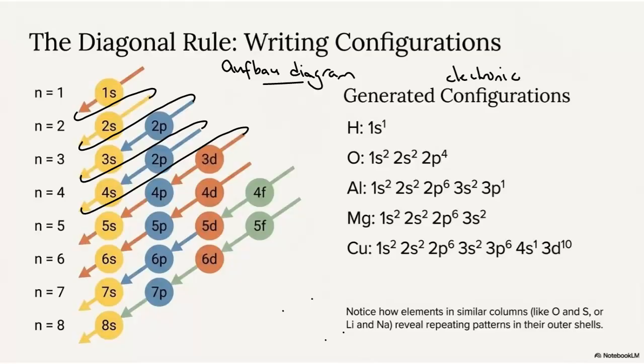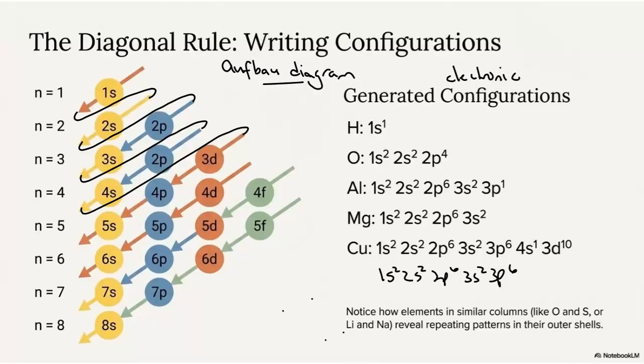Now, let's look at copper down here. Ignore what is written right there. If I'm going to write for copper, how many electrons for copper? 29. So we start with the 1s2, 2s2, 2p6, 3s2, 3p6. Let's see how many that is so far. That's 10. That's 18.